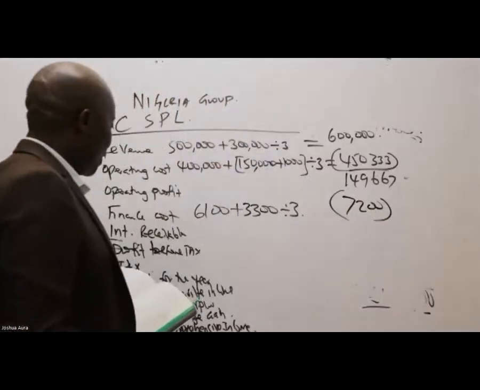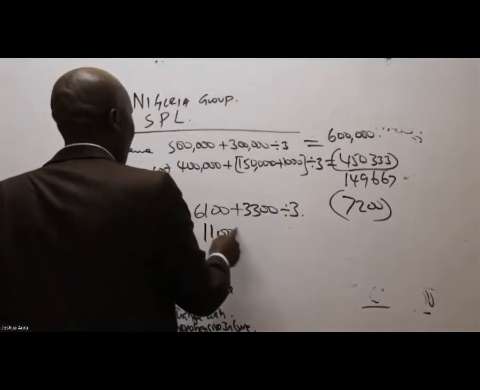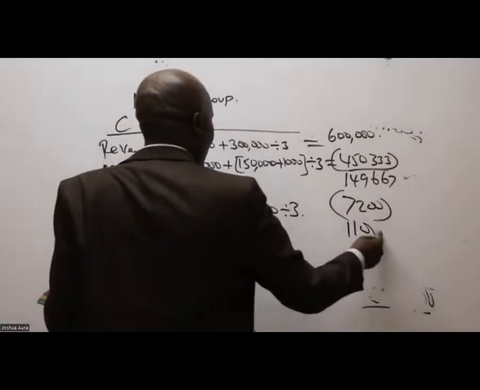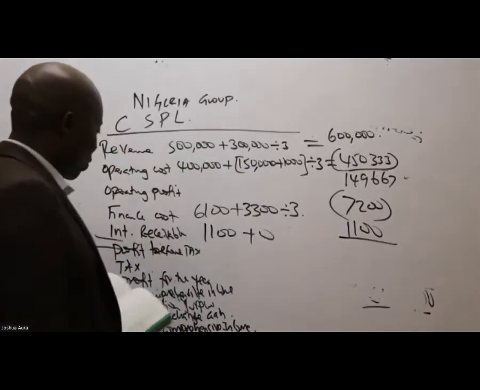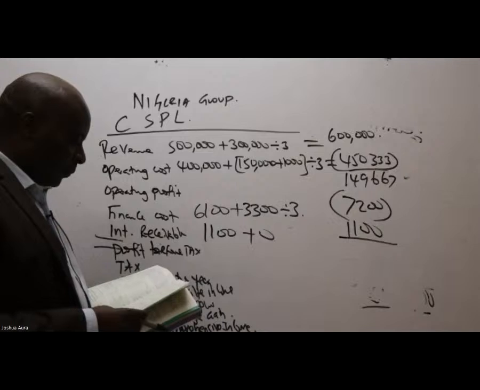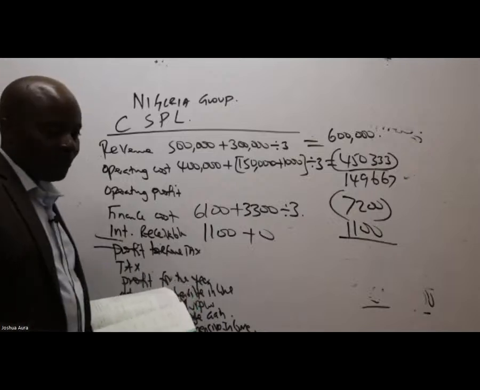And then we have interest receivable. Interest receivable is 1,100 plus 0. So there is no translation here. This gives me 1,100. It's an income. So could you kindly give me the profit before taxation? Please give me the profit before taxation very fast.